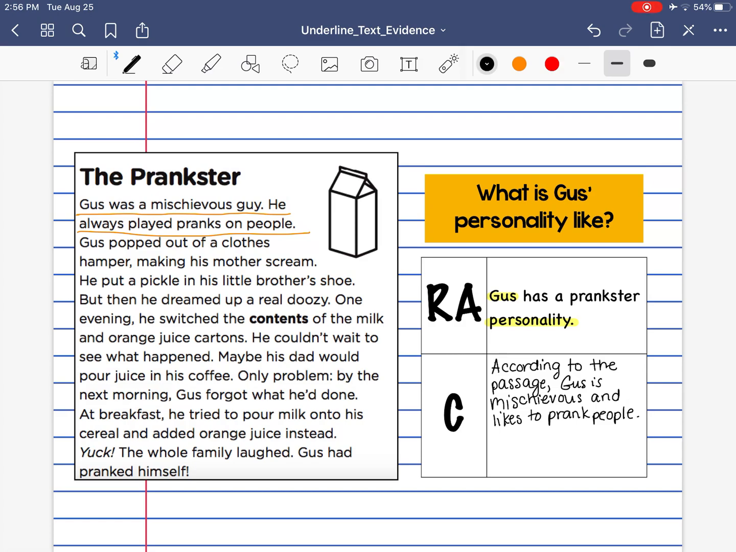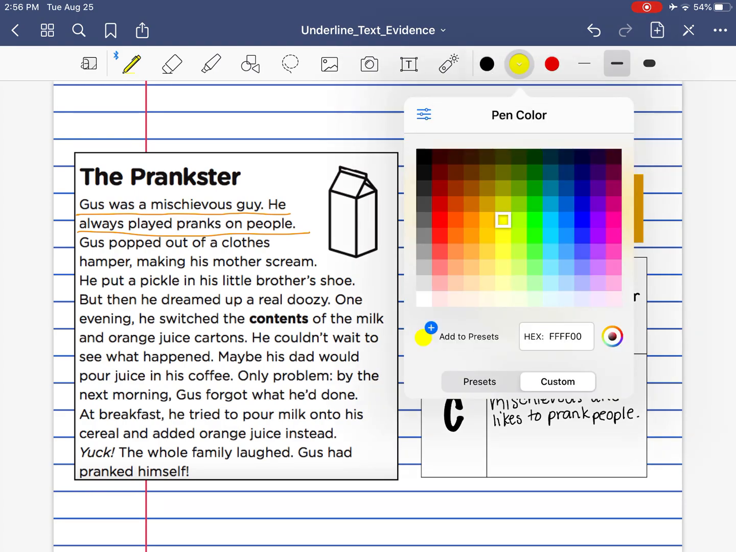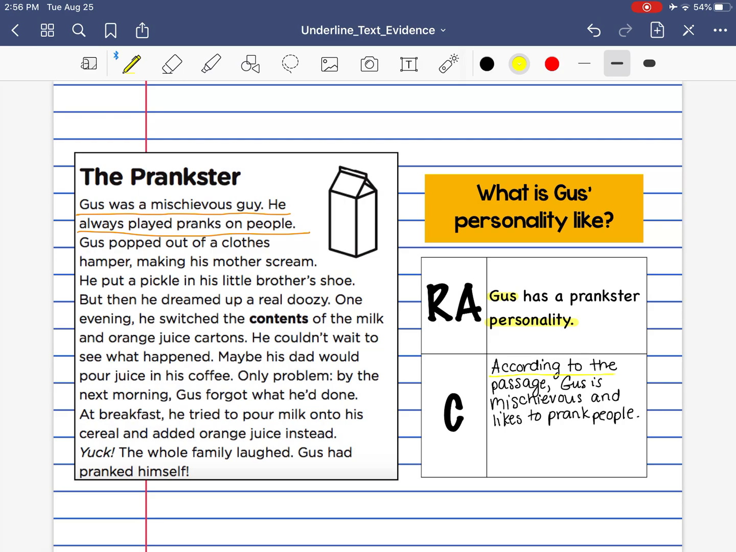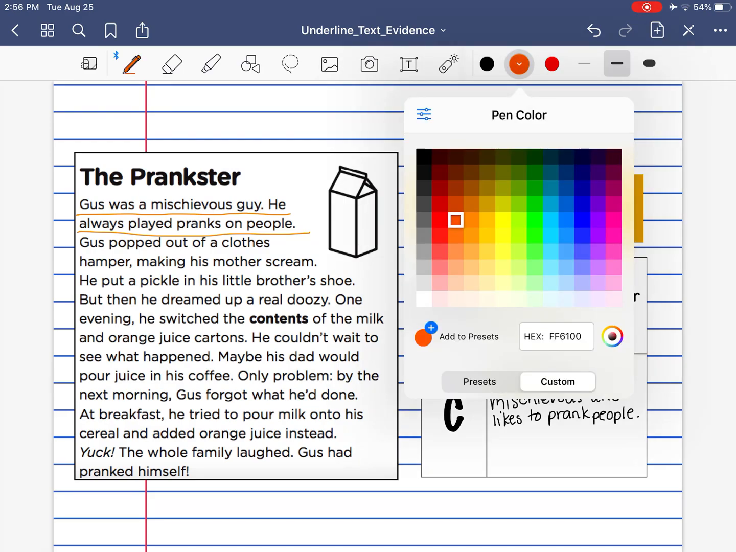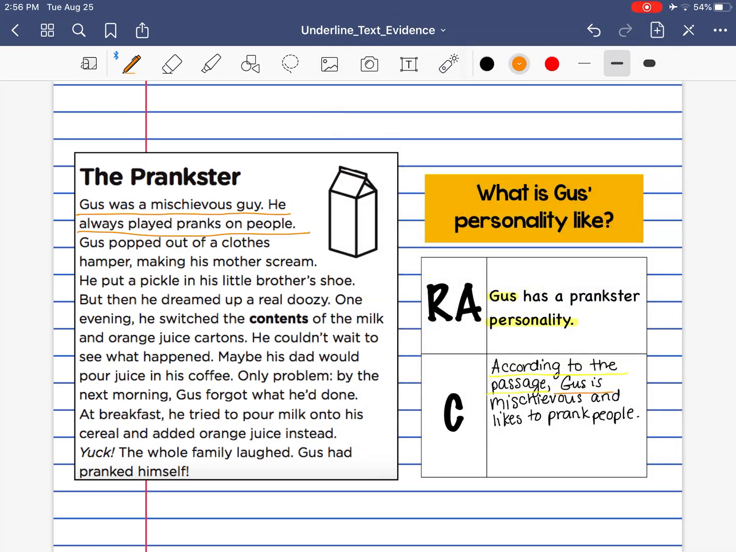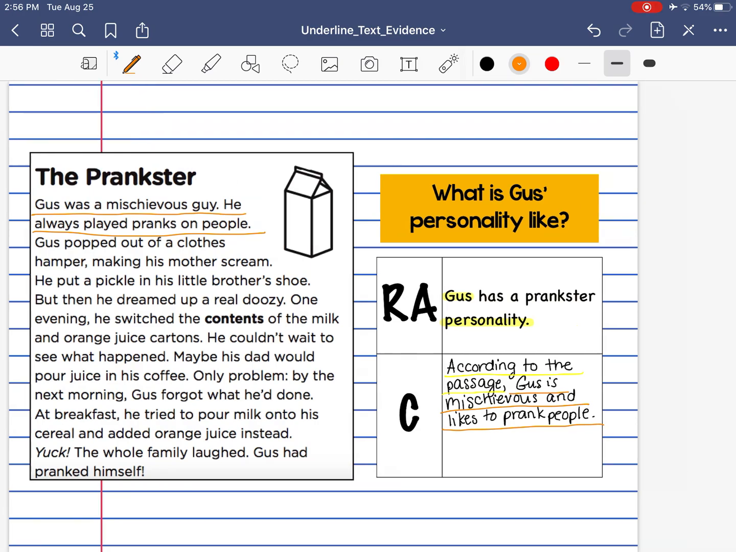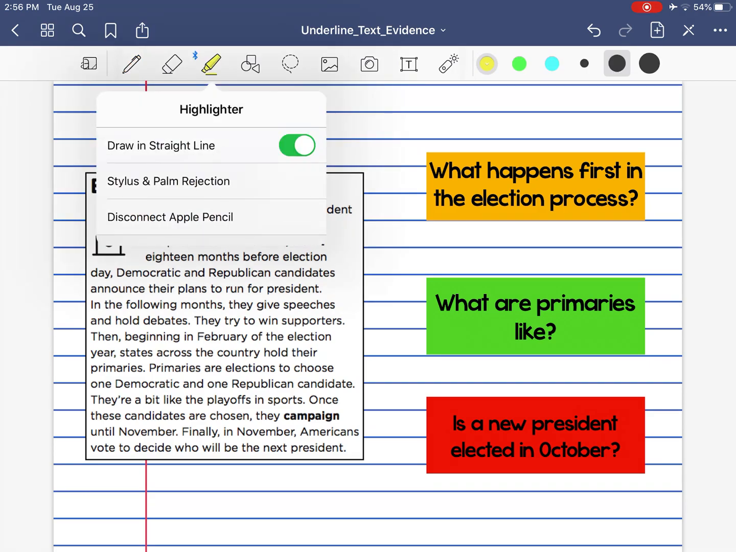So there's my C sentence, right? I cited my text evidence, and I cited it right here where I tell you where I found my information from. And then I paraphrased that text evidence that I underlined, okay? So the underlining helps you find the text evidence so that you can then quickly refer back to it when you're trying to write that C sentence. So let's do this another passage kind of like this.